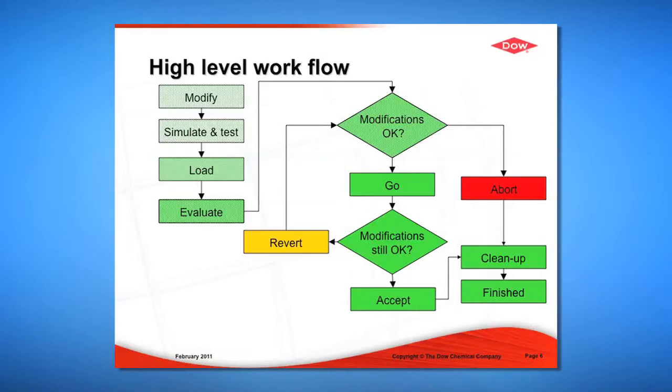And if they did, then you take the next step and you actually enable the change. You take the go step, and then even then you have, of course, a second level of check. You've already committed, but you're still checking, are the modifications okay? And if they accept, then you want to move on and clean up and finish and go on to the next change.